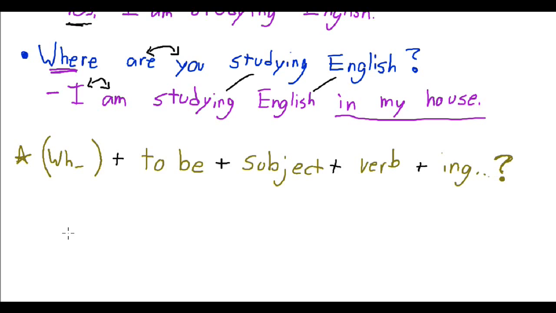So what could be a WH? Maybe a very common one. You could say what. Okay, so let's say what. And then we need the verb to be. So let's say what is. Okay, what is. What is the subject that goes with is? Okay, so we have he is, she is, and it is, correct? So what is, let's say she. What is she? And then we need a verb.